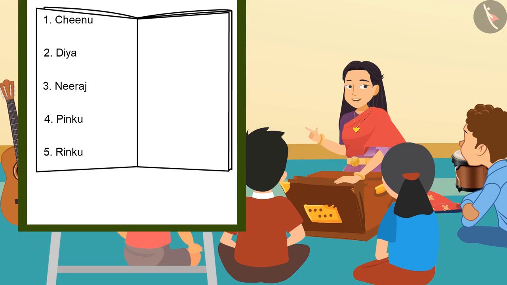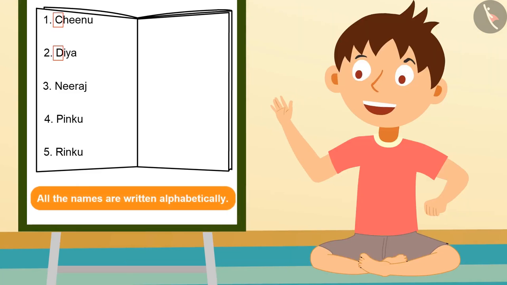Now think carefully. You have written all the names in alphabetical order. As Pinku's name starts with P and Neeraj's name starts with N, and in alphabets, N comes before P, so Neeraj's name is written before Pinku.